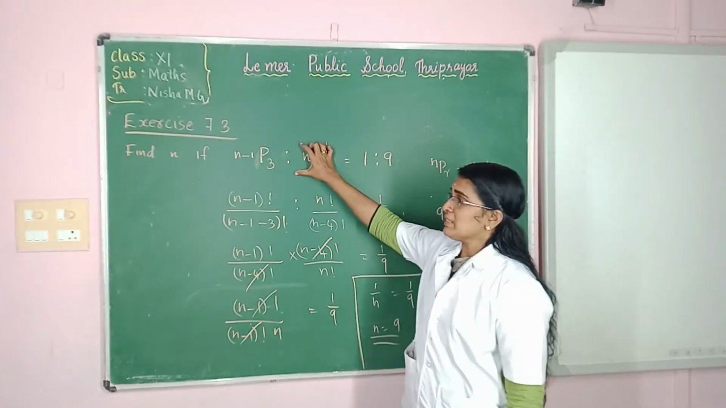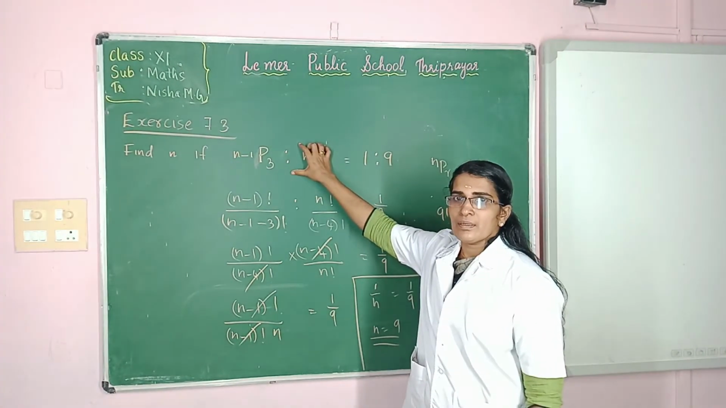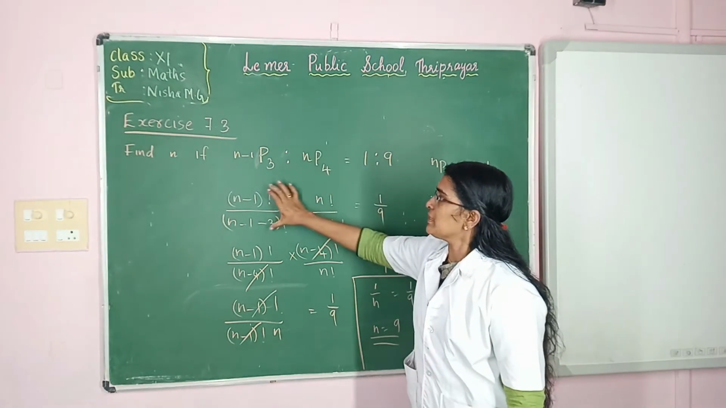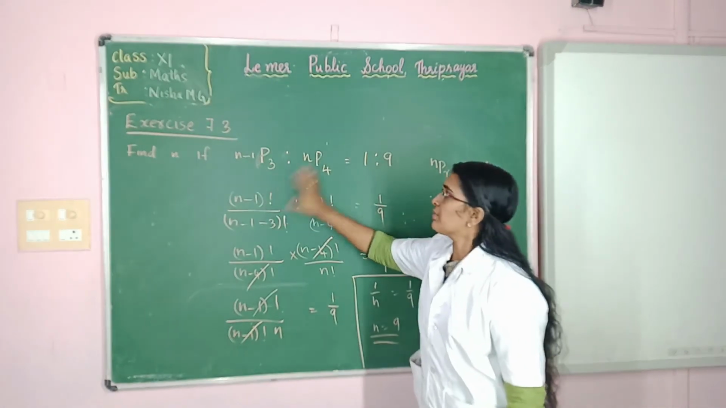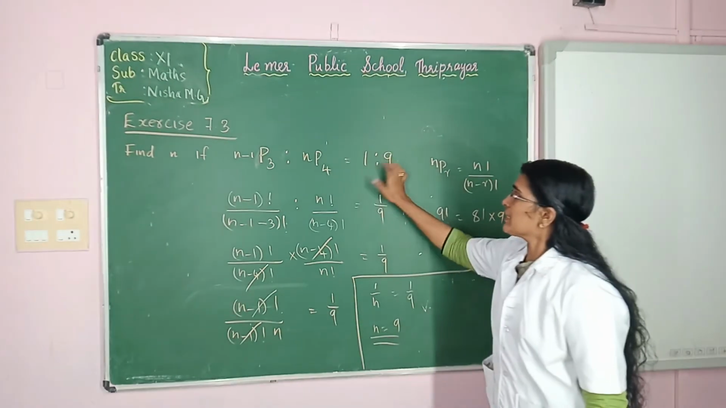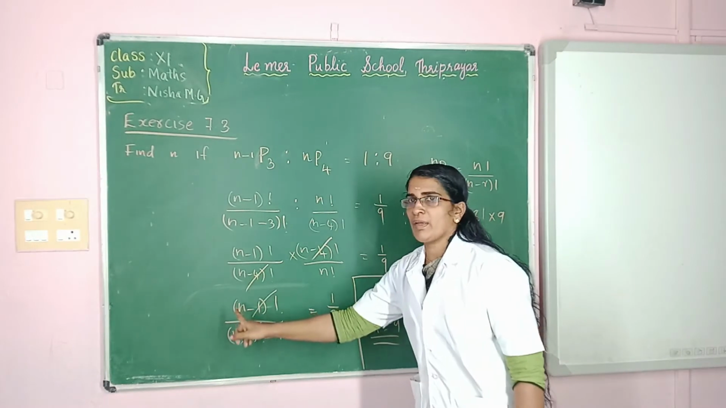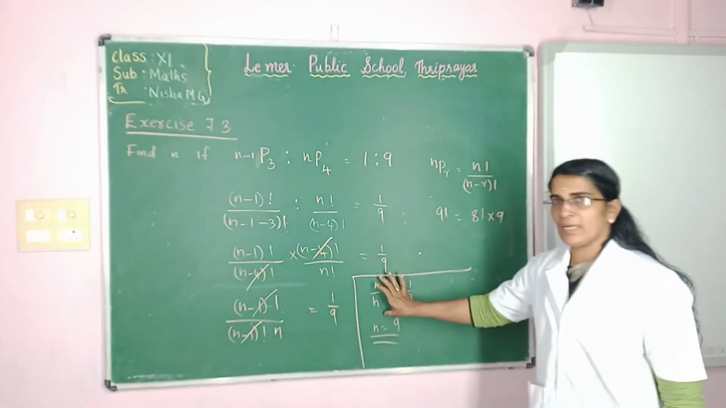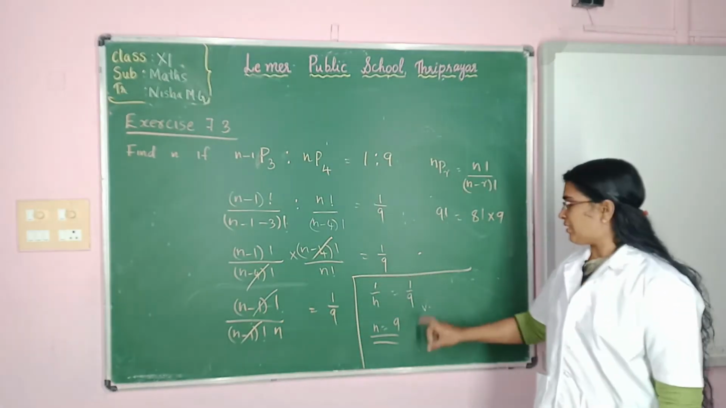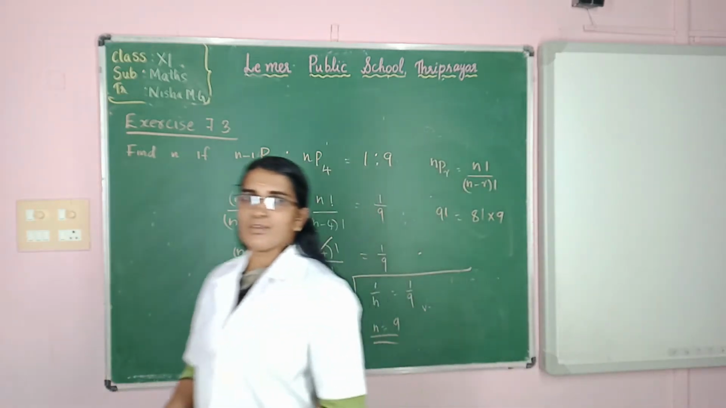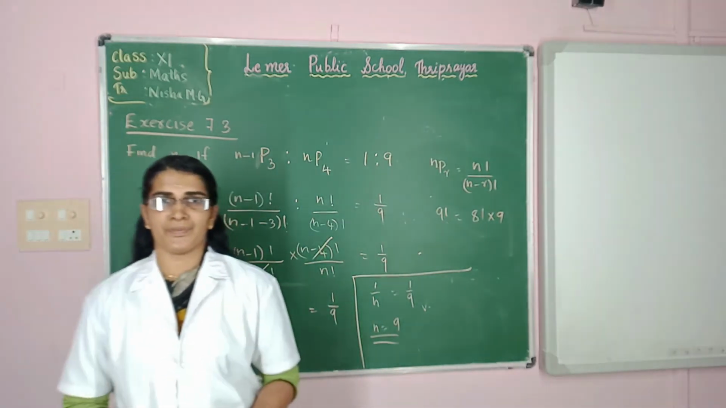So ratio means fraction. Write it as a fraction. This is the left side and this is the right side. 1 ratio 9, how to write? 1 by 9. Now we have to cancel the common factors. Whatever remains will be 1 by n, which is equal to 1 by 9. So n is equal to 9. I hope it is clear for you.